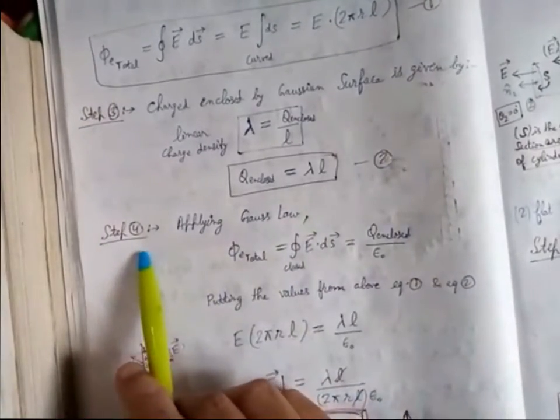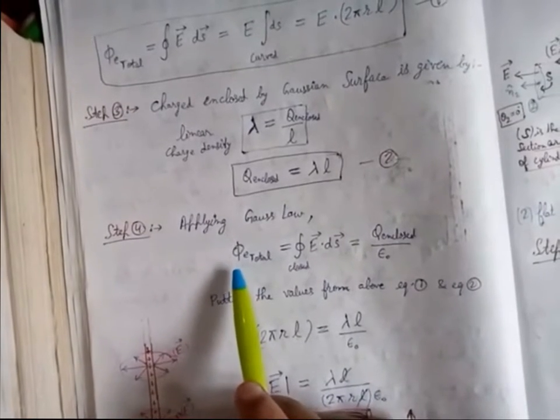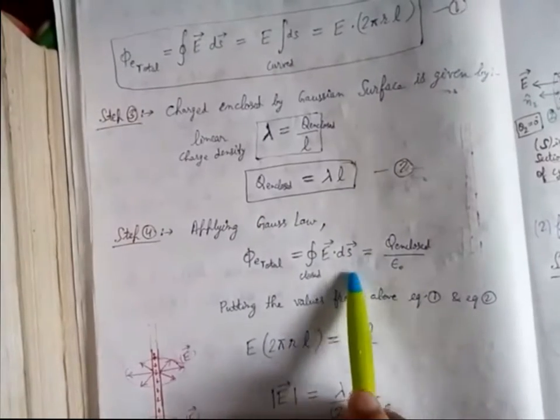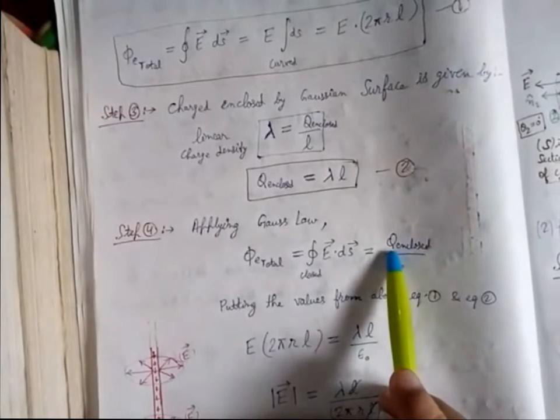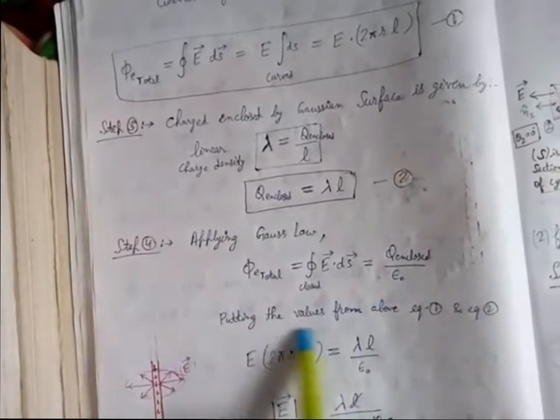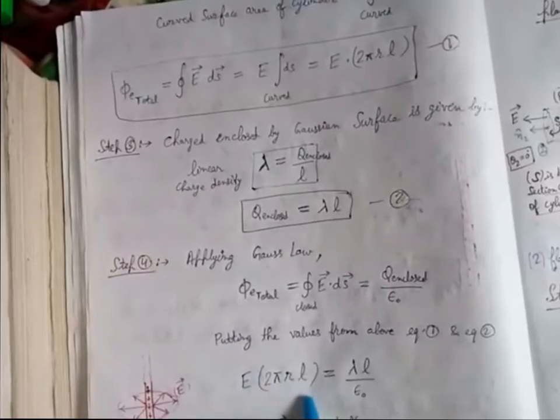Now step 4, apply the Gauss law. So Gauss law says total electric flux, the closed integral of E dot ds, is equal to the charge enclosed Q upon epsilon naught. Putting the values from the above equations 1 and 2, we will get the following result.